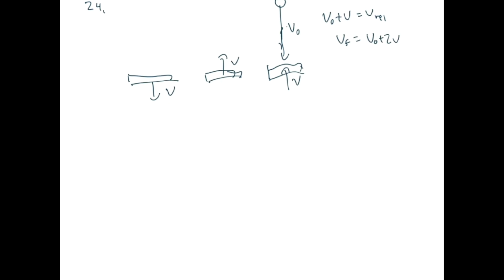And similarly, if we drop it on a plate moving downwards, its relative velocity is v0 minus v. And so after it bounces back, its final velocity will be v0 minus 2v. So the question here is, is it more likely to increase in speed or decrease in speed? The answer here is actually it's slightly more likely to increase in speed. Well, here's the reason why.